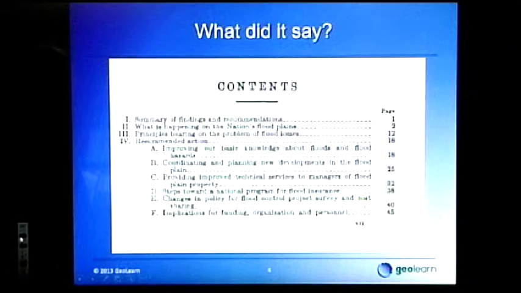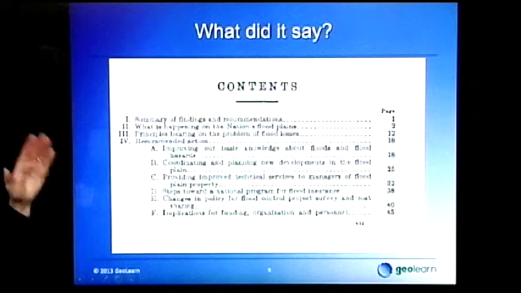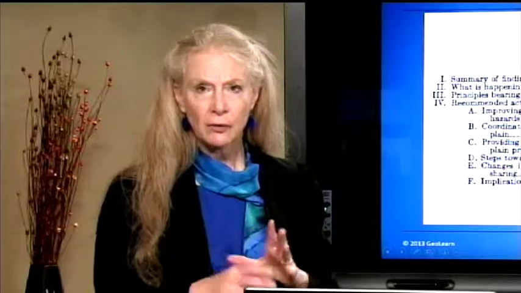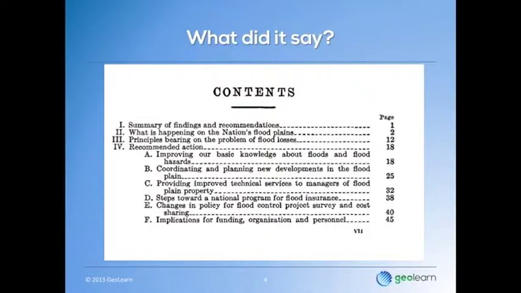So what did this report actually say? We can get an overview by looking at the table of contents. There's a significant amount of detail within this document, including many recommendations that were later incorporated into the first legislation creating the National Flood Insurance Program. Basically, it started out by saying we need to improve our basic knowledge and our basic understanding about what floods are, what flood risks are, and what affects those kinds of hazards in different areas.